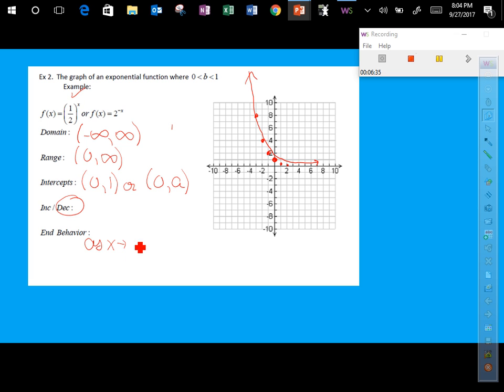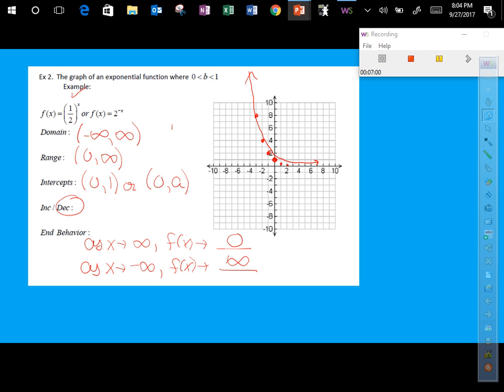As x approaches infinity, f of x approaches something. And then also as x approaches negative infinity, f of x will approach something. We just got to go fill in those somethings. As I look to the right, I'm approaching 0. As I look to the left, I'm approaching infinity. So there's what we got going on so far.